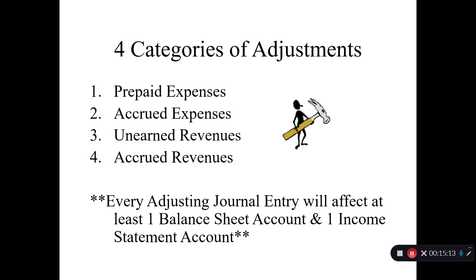Okay, this little statement here is very important. Every adjusting journal entry will affect at least one balance sheet account and one income statement account. So if you're making an adjusting entry and you have an asset and a liability, that is wrong. It has to be one income statement account and one balance sheet account to be an adjustment. And cash is never used in adjusting entries.